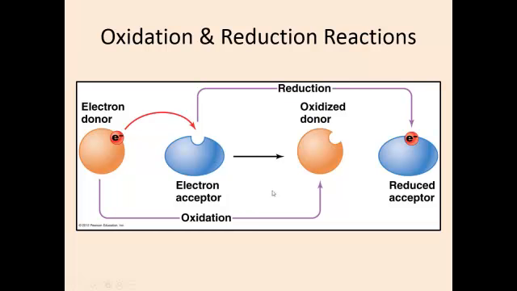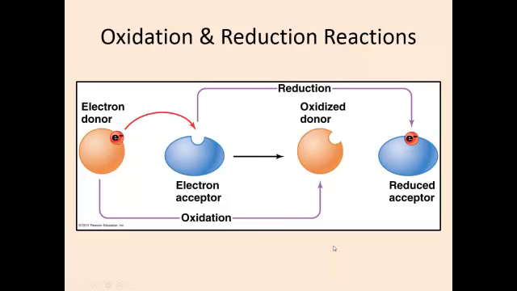So first off, let's talk about these electrons. Electrons carry energy with them. So when I move this electron from this molecule to this molecule, energy goes with it. Now, when we have the electron moving from this electron donor to an electron acceptor, the donor is oxidized and the electron acceptor is reduced.